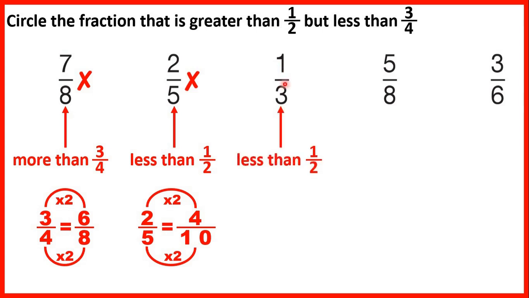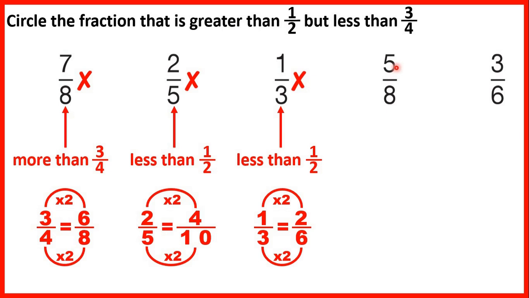Now it's not 1/3, because that's less than 1/2. Now you might think it's more than 1/2, because 3 is larger than 2. But remember, the larger the denominator, the smaller the fraction. We can see that 1/3 is equivalent to 2/6, but 1/2 would be equivalent to 3/6. And we need a fraction that's greater than 1/2, so greater than 3/6.